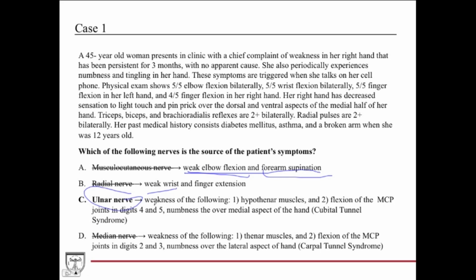Ulnar nerve, weakness of the following. She has weak hypothenar muscles. She has weak lumbricals. She has weak, like we said, flexion at these digits. Numbness over the medial aspect of the hand. That's all classic cubital tunnel syndrome.